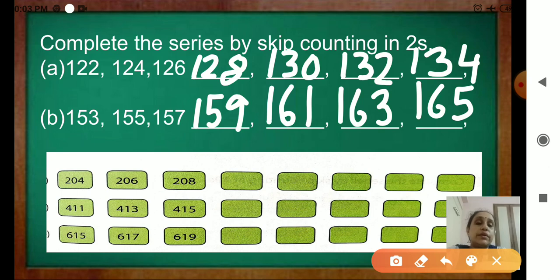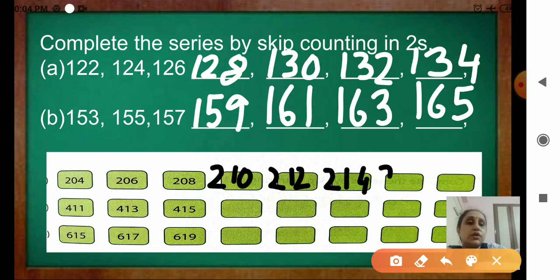Now look here, 204, 206, 208. Next, what you have to write? Write it down. 210, 212, 214, 216, 218. Okay?